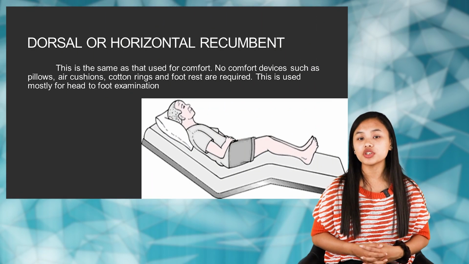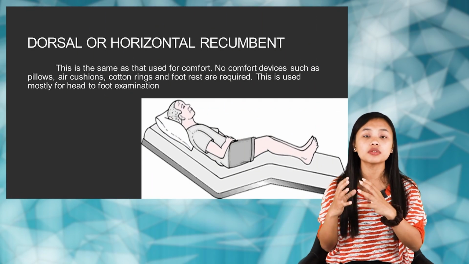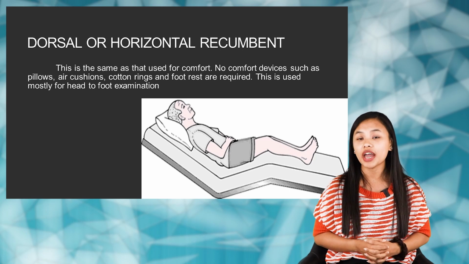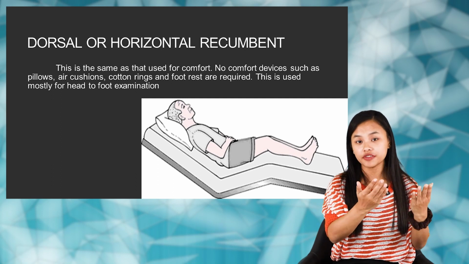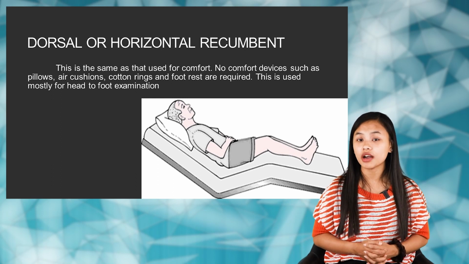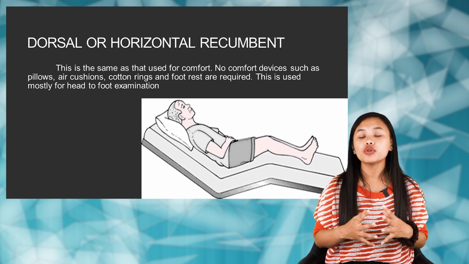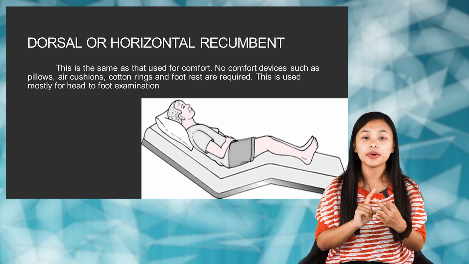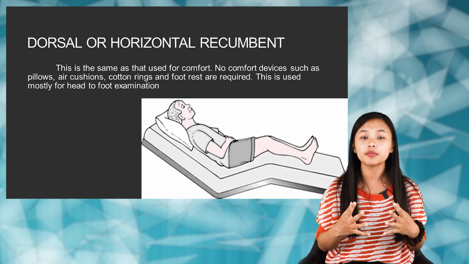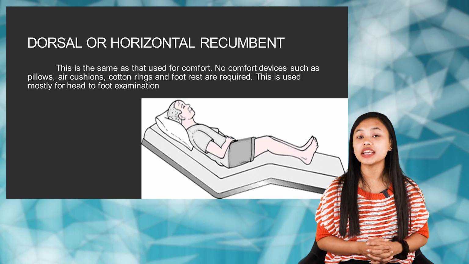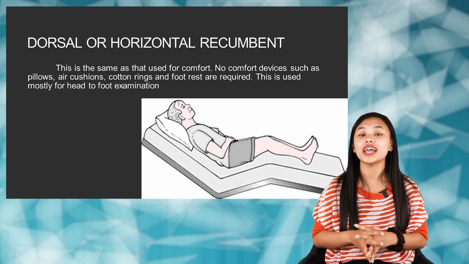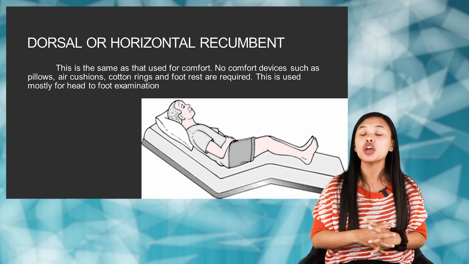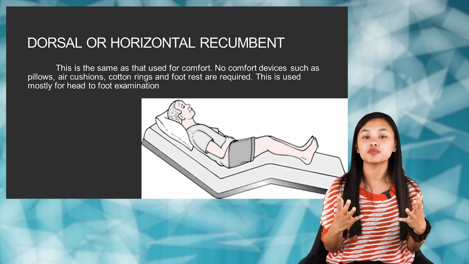So here the first one, which is the dorsal or the horizontal position, is the same as the dorsal position which we have discussed in the first, that will help to improve the comfort of the client. But here, no extra comfort devices such as pillows, footrests, backrests, air cushions will be provided. And this position is mainly used for head to foot examination. So whenever you need to perform a head to foot examination, you can advise the client to take this position.